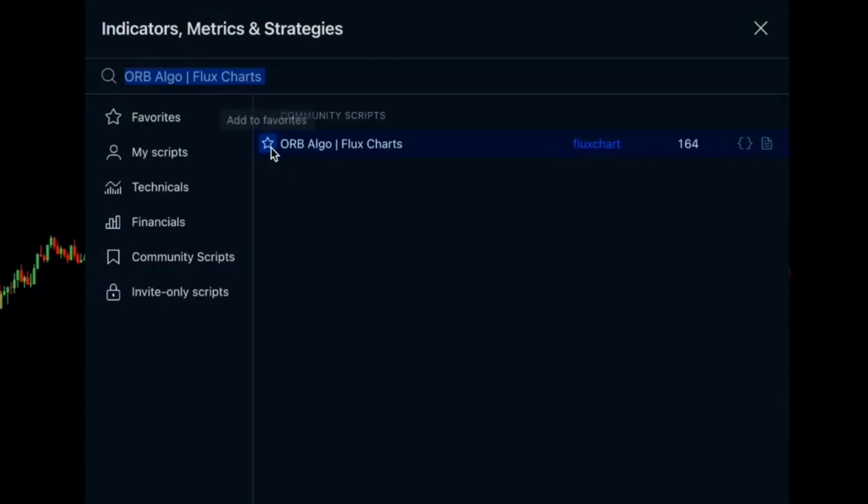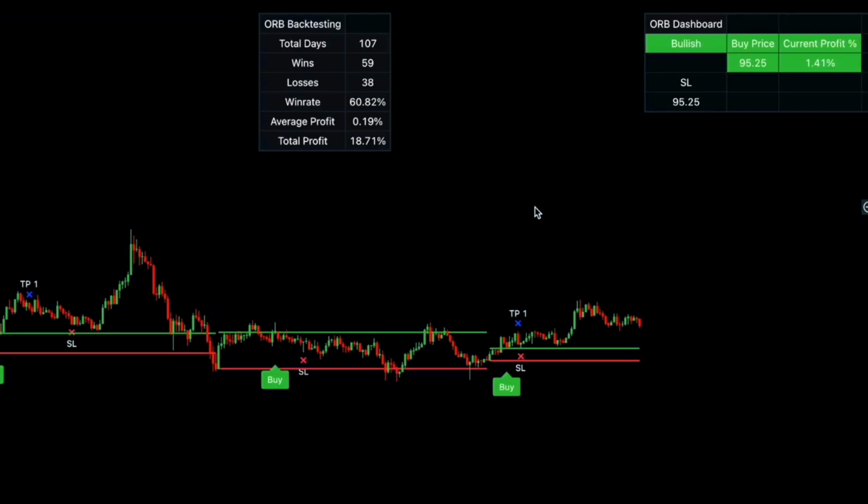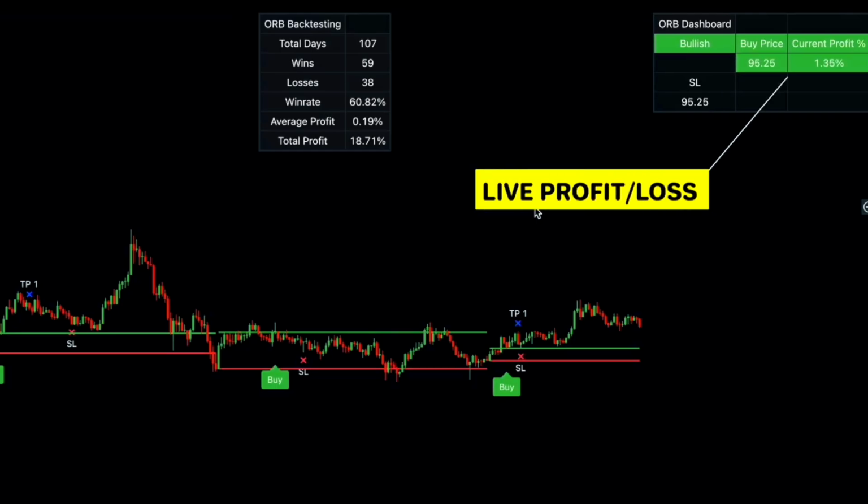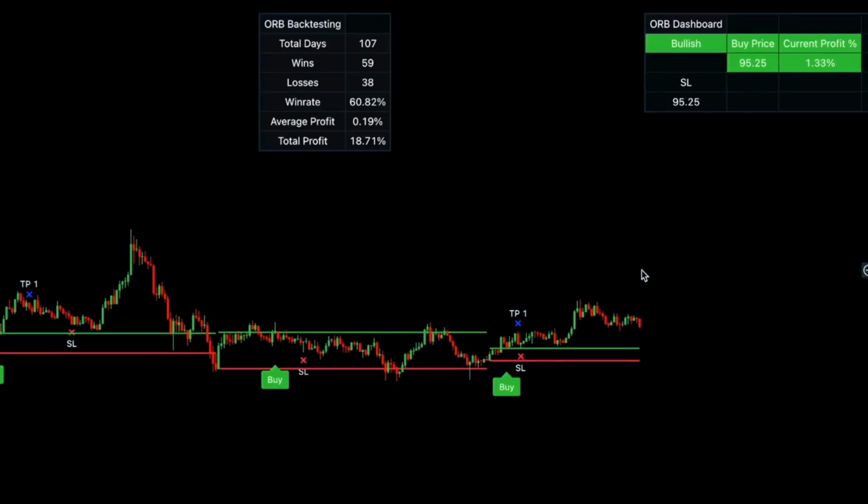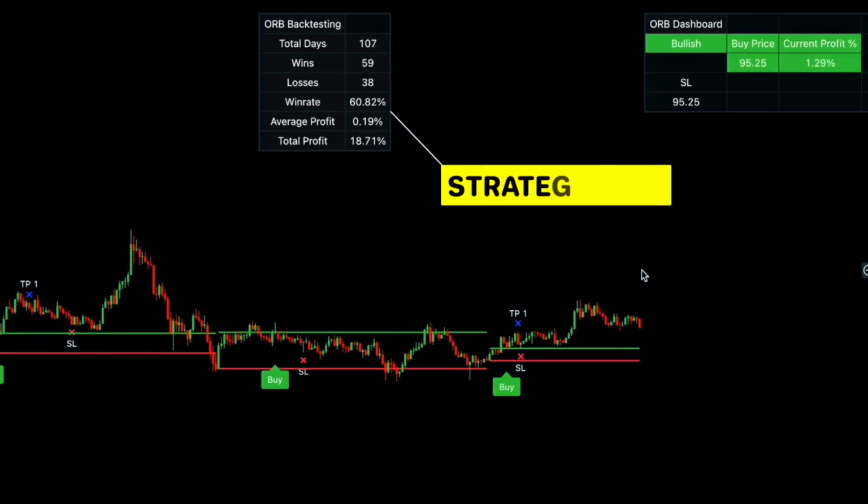Second place goes to the Orb Algo Opening Range Breakout by Flux Charts. This indicator is designed to capture explosive moves that happen at the start of trading sessions. By analyzing the opening range, it generates buy and sell signals based on where the price breaks out. It's particularly effective on shorter time frames like the 1 minute, 5 minute, and 15-minute charts.